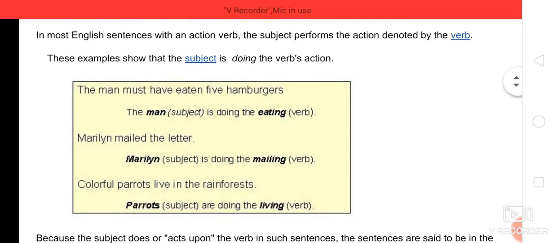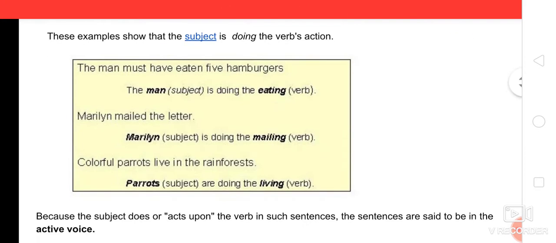See the first example. The man must have eaten 5 hamburgers. So what is the subject here? The man. So we have a subject, the man. What is the verb here? The verb is eaten. And if we want to find out an object, how will you find out an object? The man must have eaten what?